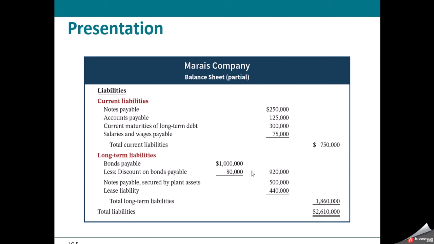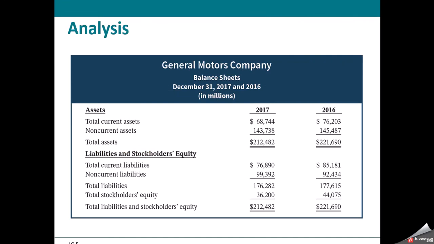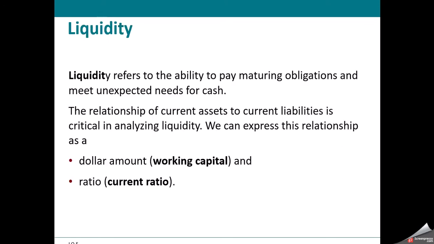Then we come down to our long-term liabilities, and we have our bonds payable less the discount, gives us our book value of the bonds. We have a notes payable, and then we have a long-term lease liability. Then here's again a full balance sheet with our assets and our liabilities and our stockholders' equity.